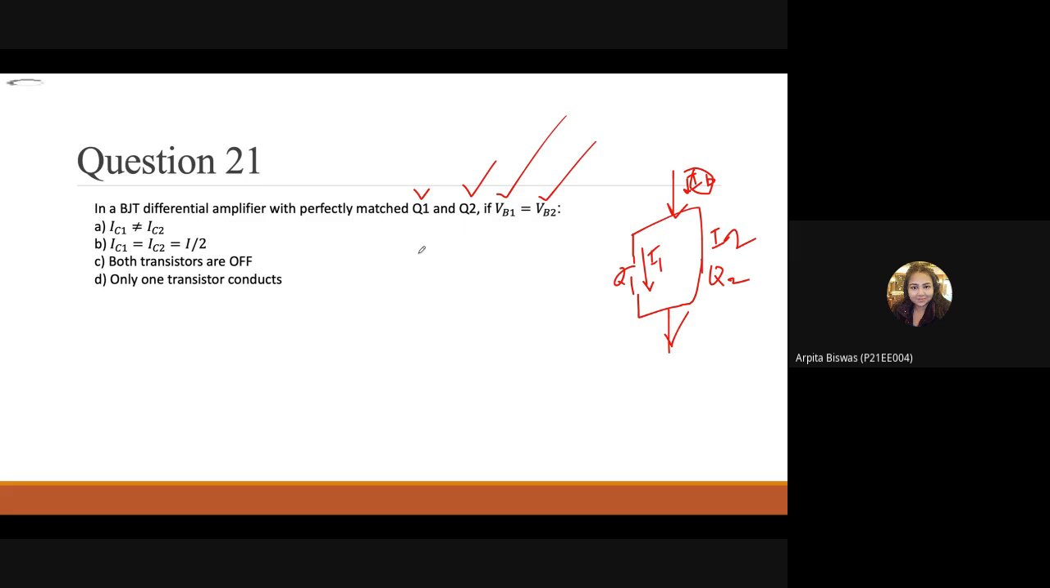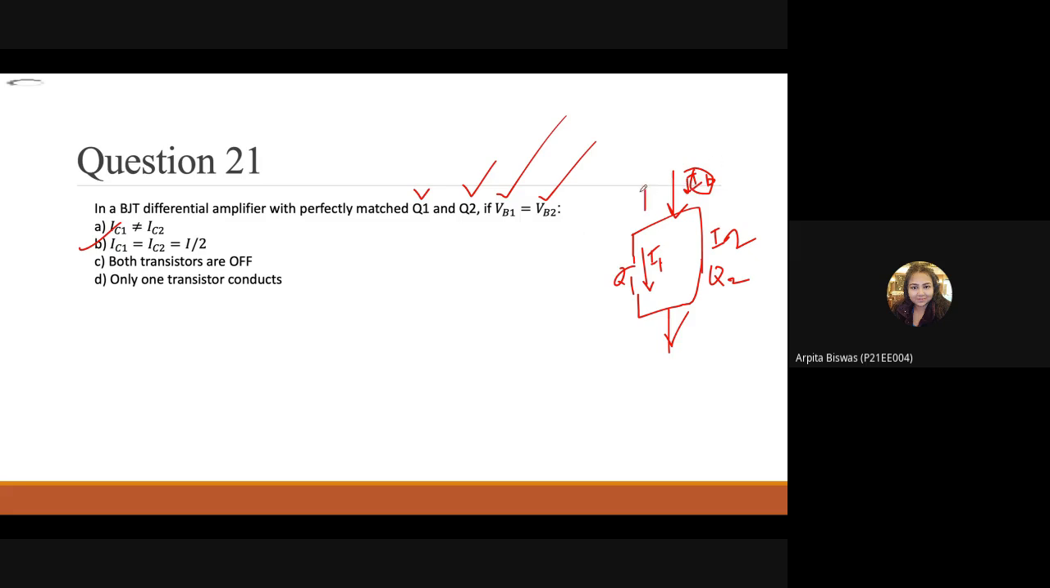Are you getting my point? Like Q1 and Q2 are perfectly matched, and VV1 and VV2 is also matching. Okay, so this condition is satisfying this option B. IC1 equal to IC2, and this is half of the total I.